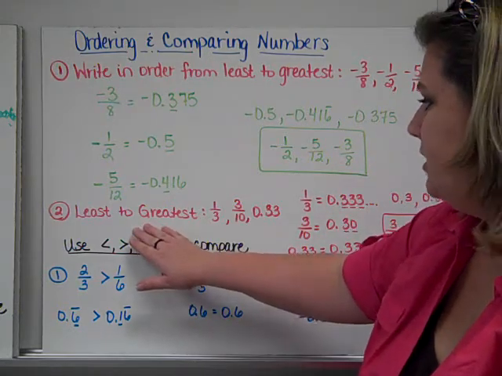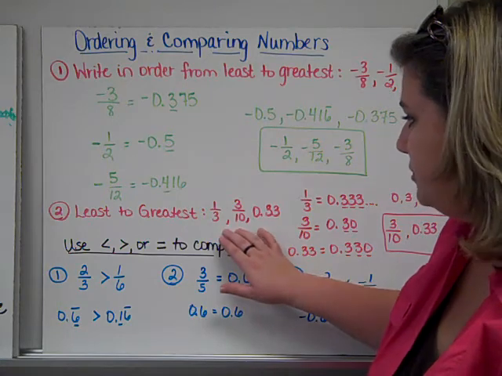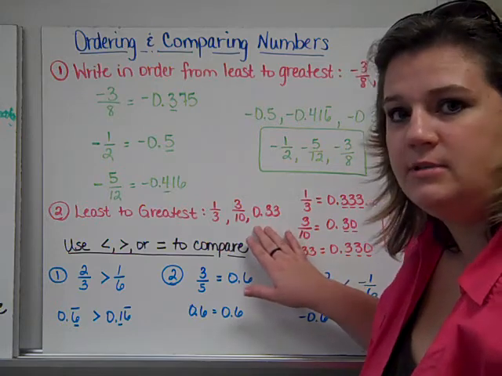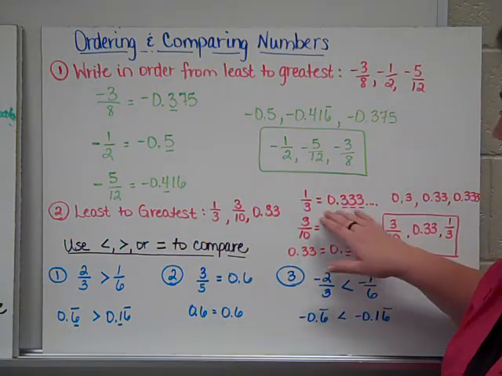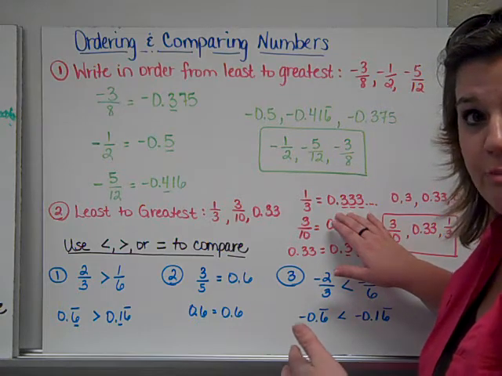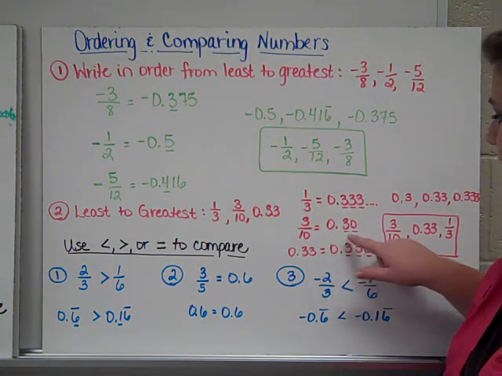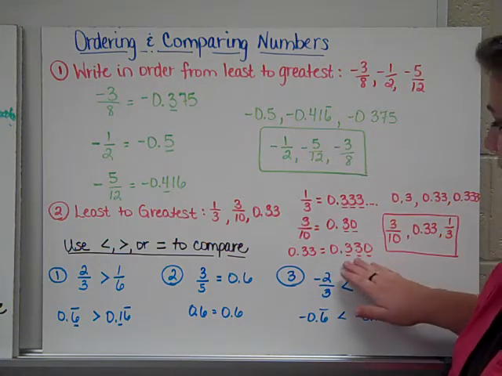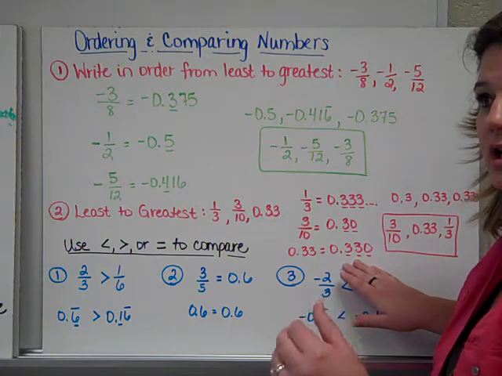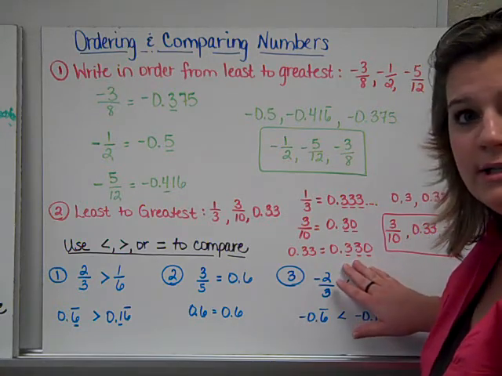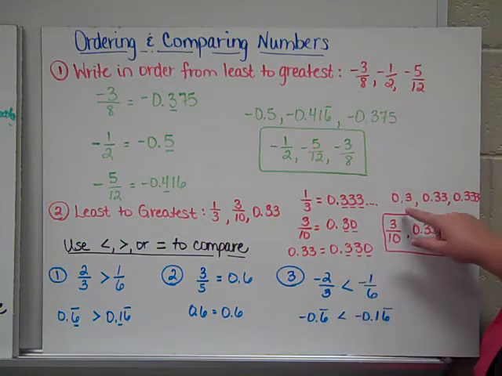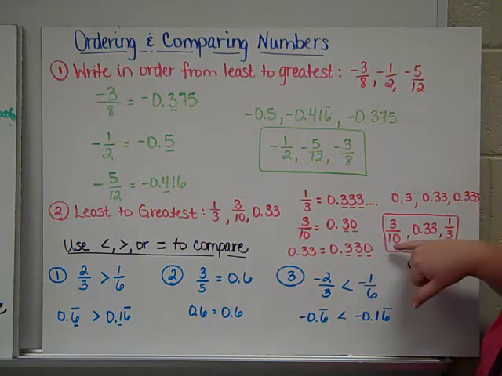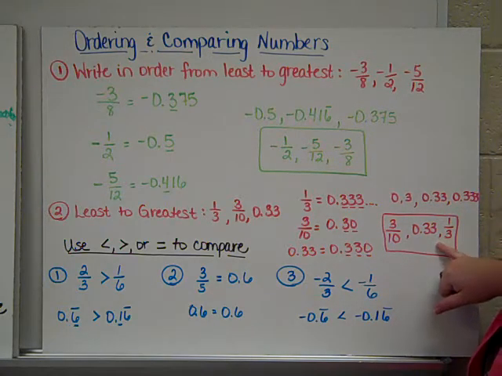Problem number 2, least to greatest as well, and I have 2 fraction forms and a decimal. But if you notice the format of these fractions, we can definitely convert them to decimal form. So I have 1/3. We know that that is 0.333, repeating. 3/10 is 0.3, and 0.33 is already in decimal form. And so when you line up your place values, it's easier to look at each place value to see which one is lesser and which one is the greatest. Okay? So we definitely see 0.3, 0.33, and then 0.333 repeating. And we would put those from least to greatest in that form.